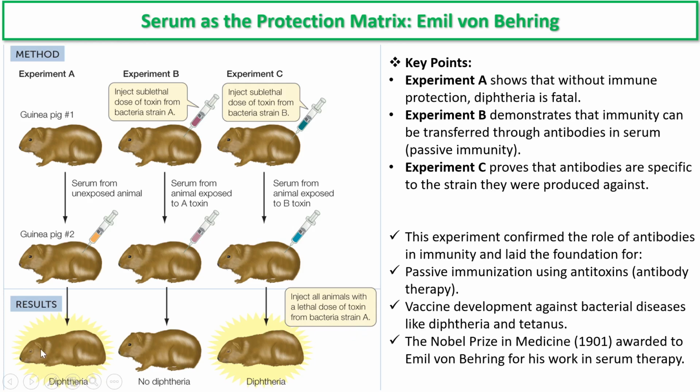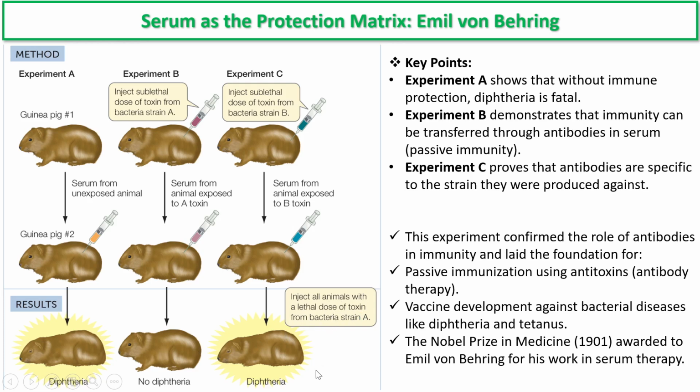So what is happening here? This particular guinea pig is dying on the spot, and this one, which was initially exposed to toxin B, is also dying. But the guinea pig which was initially exposed to toxin A, the sublethal dose of this bacterial strain A, and developed toxin A, and is currently getting exposed to a lethal dose of strain A, still is not dying even after getting the lethal dose of this bacterial strain A.